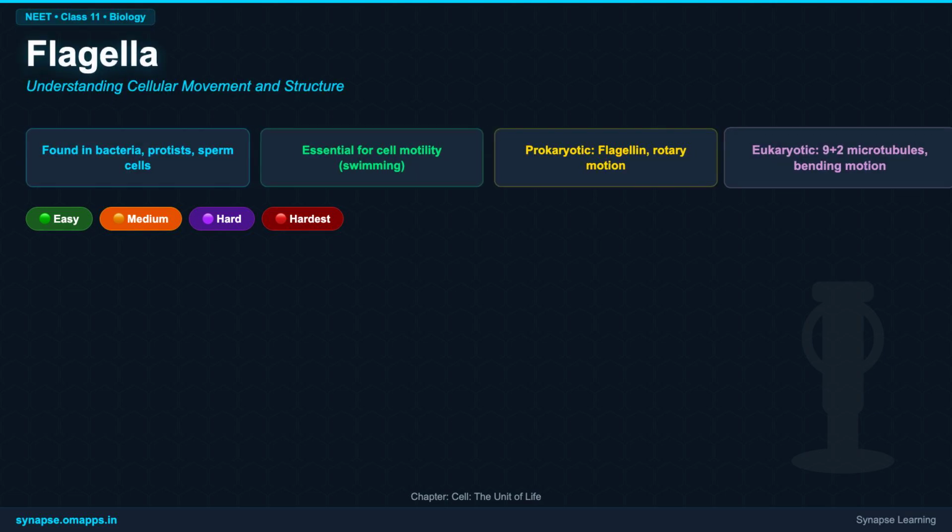Hello everyone, and welcome to our deep dive into the fascinating world of cell, the unit of life for NEET Biology, Class 11. Today, we are exploring a critical component of many cells, flagella. These tiny, whip-like structures are essential for movement, playing roles from bacterial navigation to human reproduction. We'll start with the basics, then gradually unravel their intricate mechanisms, comparing different types, and finally, look at their profound implications in biology and medicine. Let's begin this exciting journey.